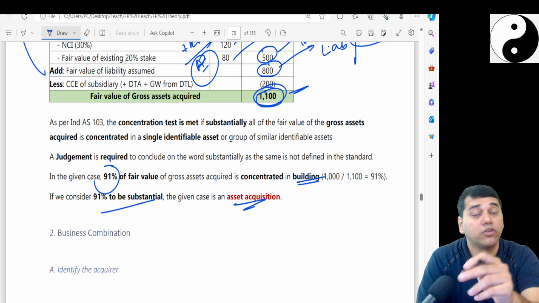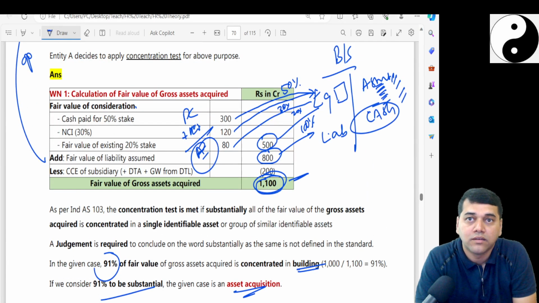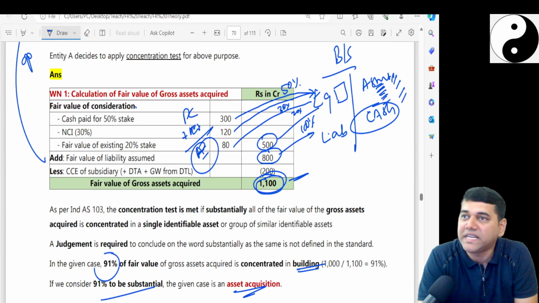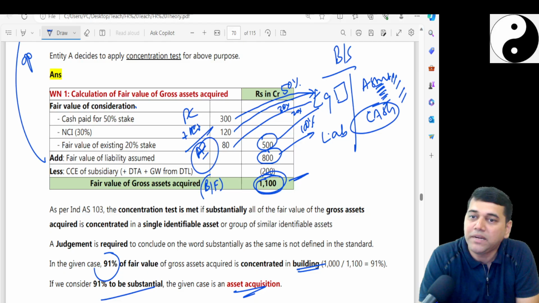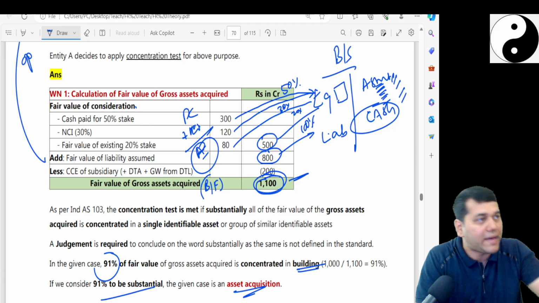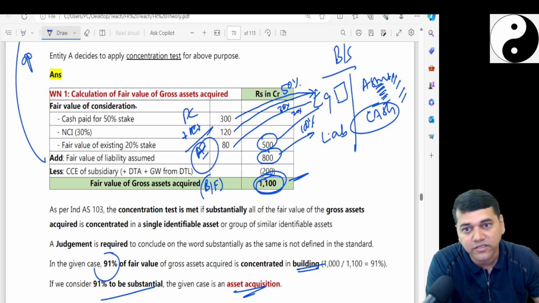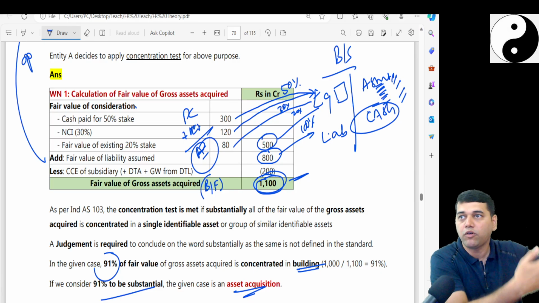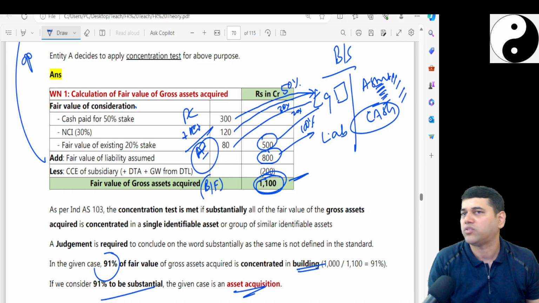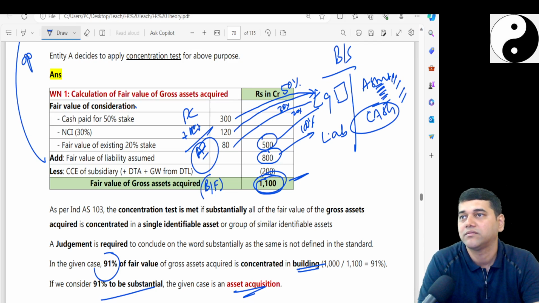No, we should. The concentration test equation doesn't include your building, PPE, or intangible assets; that is all a balancing figure. Only the liability will be deducted, and it is added as part of the purchase consideration, as if I am directly acquiring it. Then I go to the balance sheet, take the breakup of the assets and compare one by one. Is this 1100 majorly revolving around any one of the assets? If no, then leave it, it is a business combination. If yes, then it is an asset acquisition.